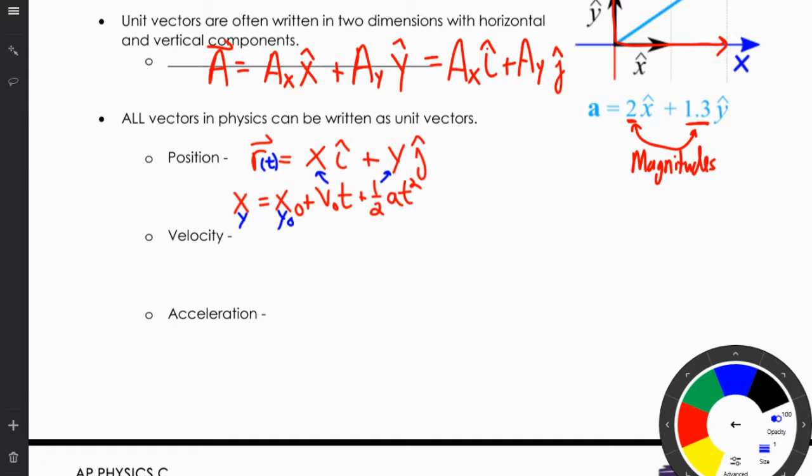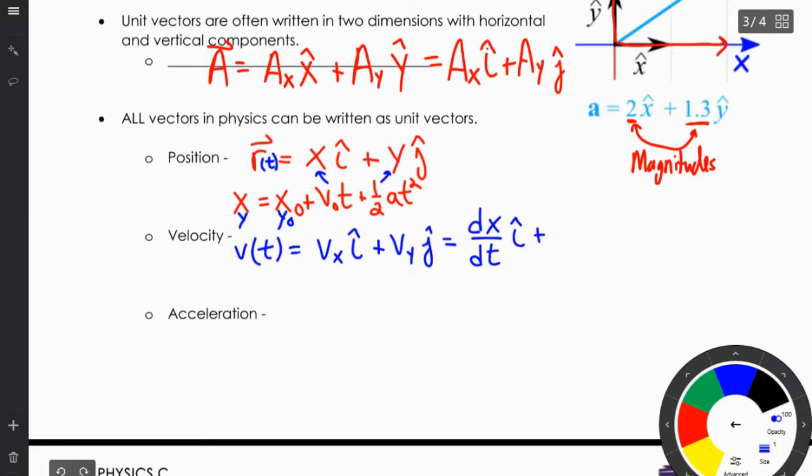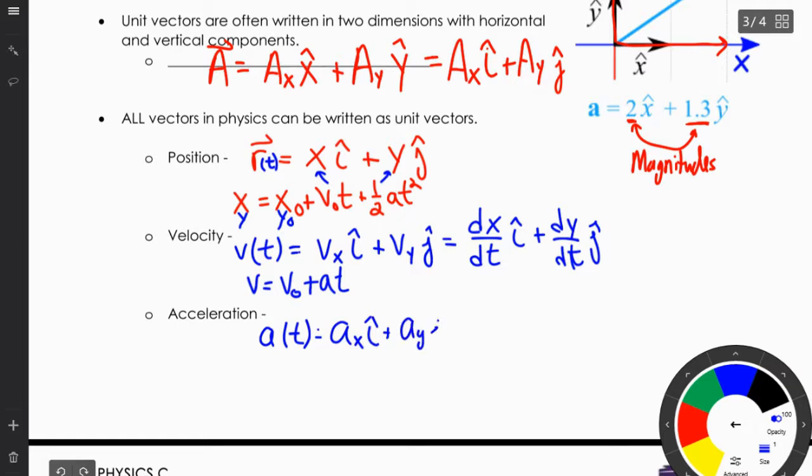So what does our velocity look like? Velocity, again written as a function of time, would just be Vx i hat plus Vy j hat. You can also write it in derivative notation, so dx/dt i hat plus dy/dt j hat. Remember that velocity is the derivative of position. Again, you can substitute in this equation for it. And then you would have your acceleration vector, which would just be ax i hat plus ay j hat.